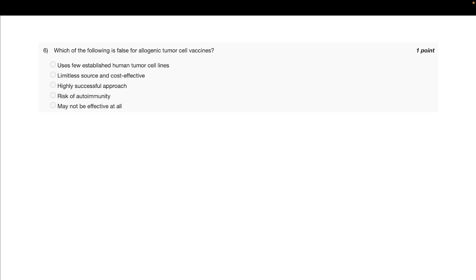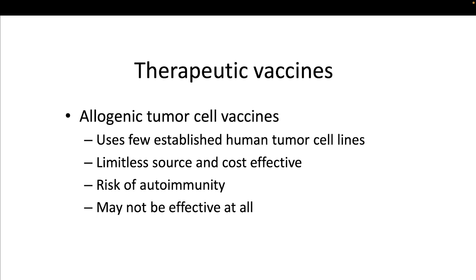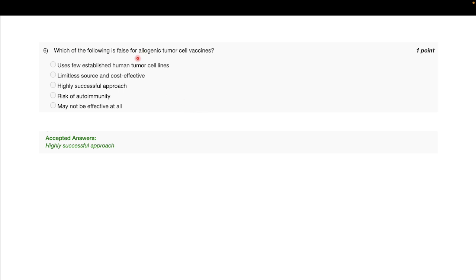Okay, let's look at the answer then. So the correct answer is highly successful approach. So please read the questions carefully. It's asking us what is false about allogenic tumor cell vaccines. So what are allogenic tumor cell vaccines, which is discussed in the introductory slide. So these are taken from few established human tumor cell lines. So this is actually true, the first option.